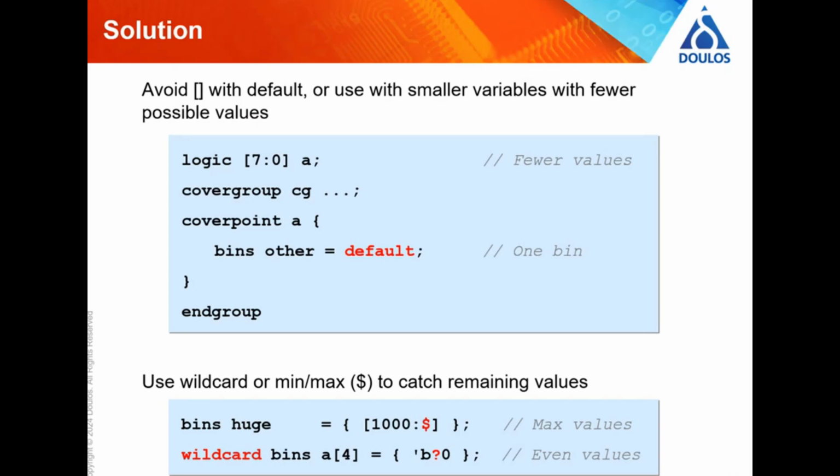The better solution is probably to use your dollar sign, because dollar sign on the left-hand side of the range means minimum value, right-hand means maximum value, and then maybe just use a wildcard bin here and grab any values. And that way you know exactly what's being mopped up.